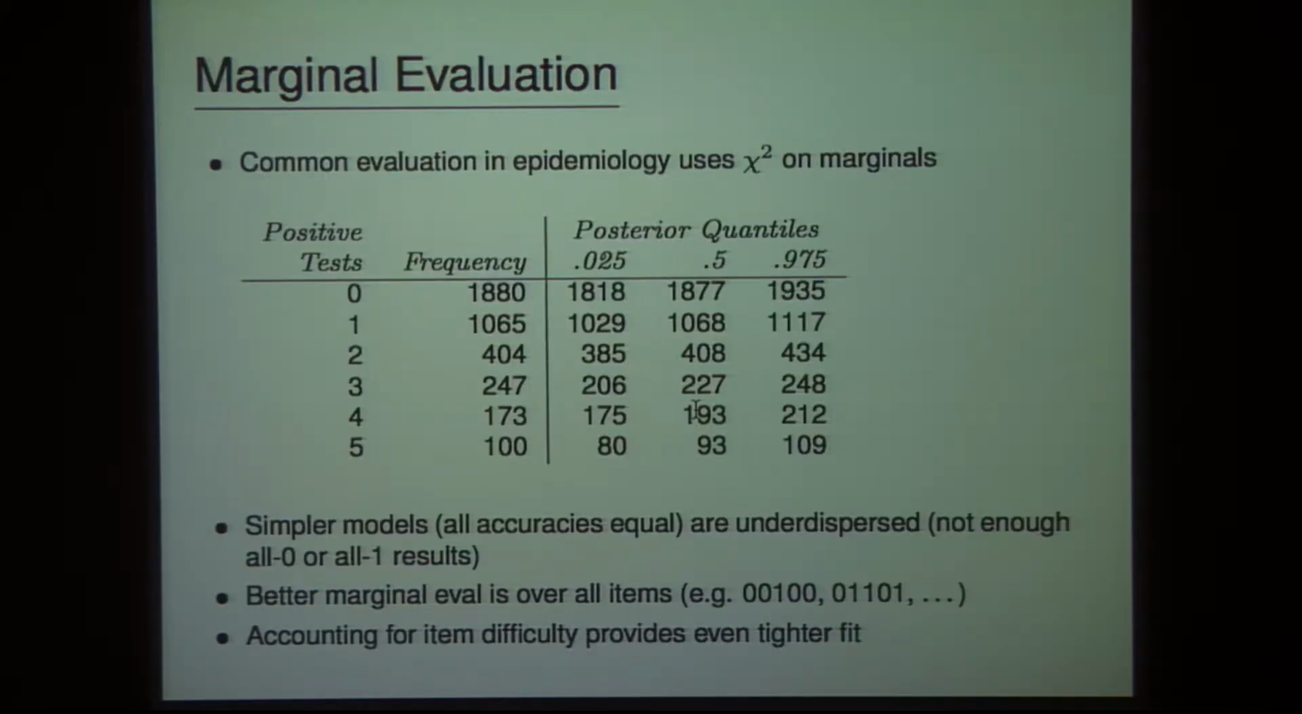So a typical way to evaluate this is to do something like a marginal evaluation. This is very commonly used in epidemiology, to use a chi-squared test on the marginals. There were 1,880 cases where 0 dentists said there were caries, and there were 100 cases where all 5 dentists said there were caries, and then there were all the disagreements in between. The posterior quantiles are giving you the 95% intervals as fitted by the model. So it looks like we've captured this data pretty well. Most of the instances are within the predicted intervals, and this is still a very trivial model.